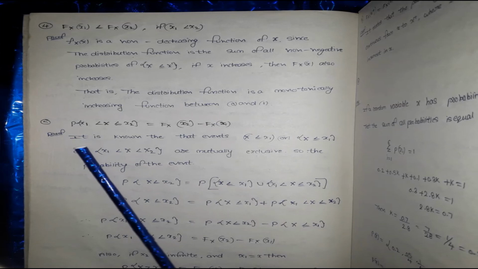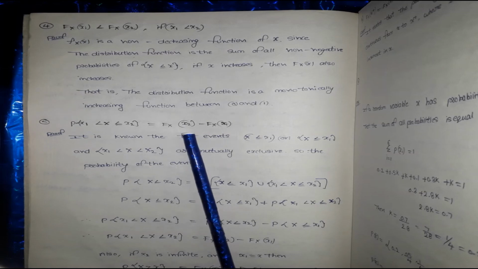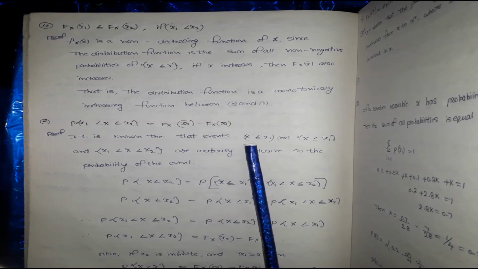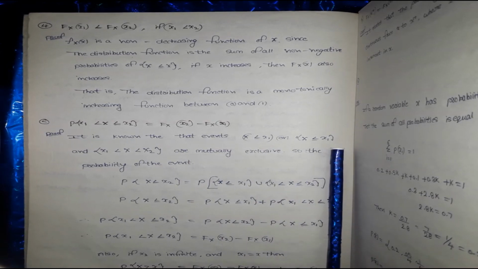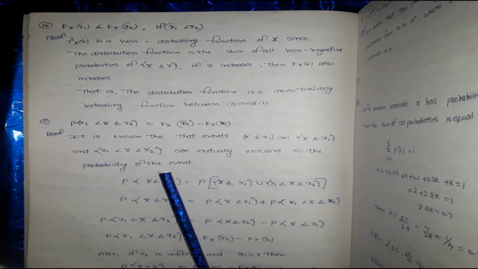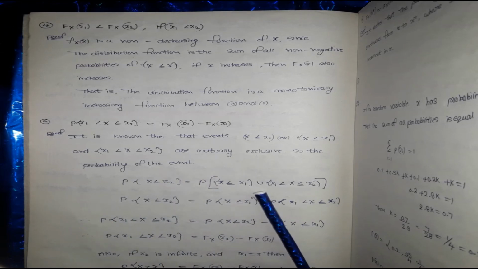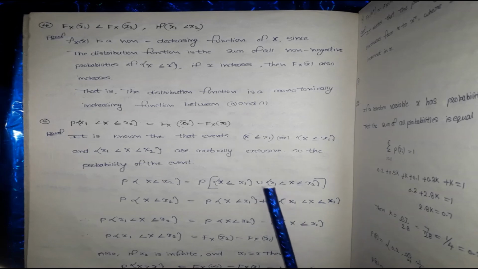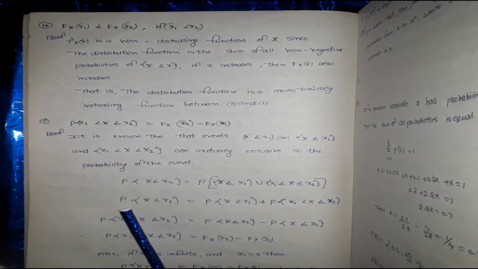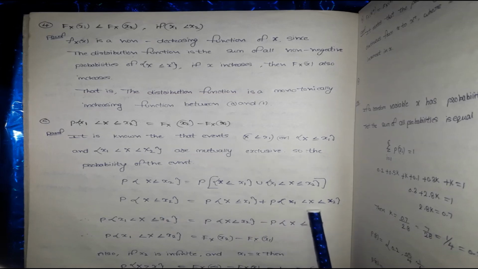The fifth property is P(x1 less than X less than or equal to x2) equal to Fx(x2) minus Fx(x1). The events X less than or equal to x1 and x1 less than X less than or equal to x2 are mutually exclusive. So the probability of the event P(X less than or equal to x2) is equal to P(X less than or equal to x1) union P(x1 less than X less than or equal to x2), which is P(X less than or equal to x2) equal to P(X less than or equal to x1) plus P(x1 less than X less than or equal to x2).